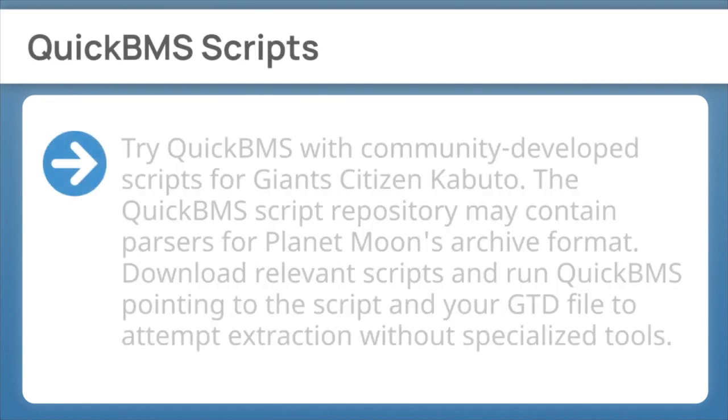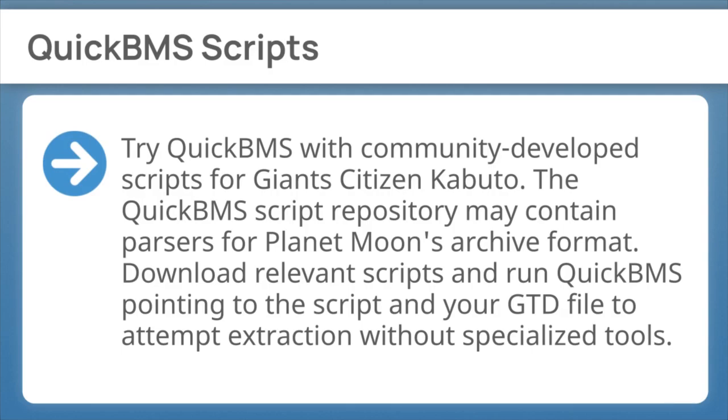Next, QuickBMS scripts. Try QuickBMS with community-developed scripts for Giant Citizen Kabuto. The QuickBMS script repository may contain parsers for Planet Moon's archive format. Download relevant scripts and run QuickBMS pointing to the script and your GTD file to attempt extraction without specialized tools.